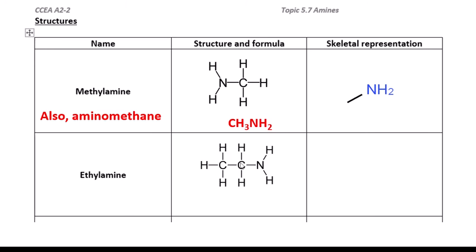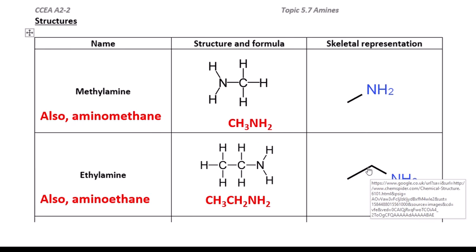Ethylamine, 2 carbons with the NH2 group. The structural formula, condensed, CH3CH2NH2, that can also be called aminoethane, and the skeletal representation is like that with the extra bar there to represent the extra carbon.